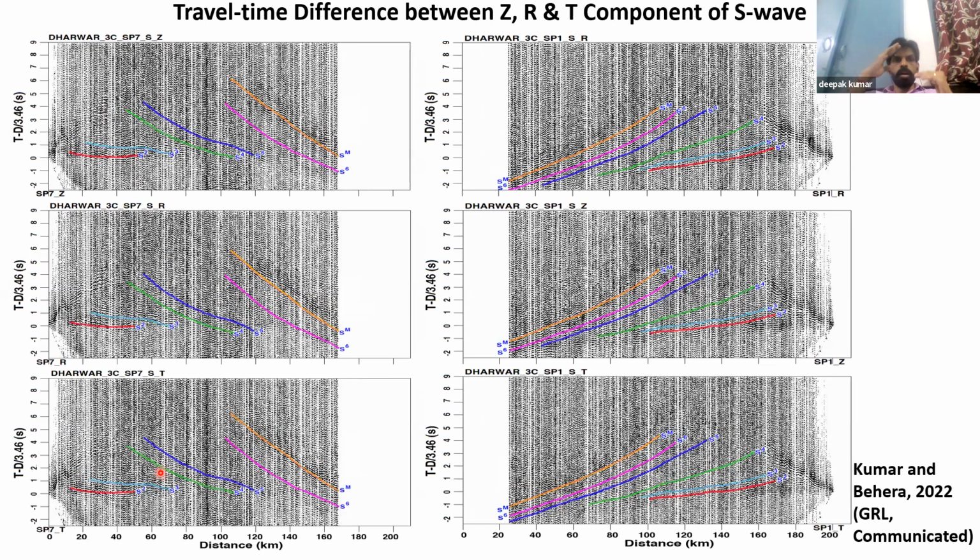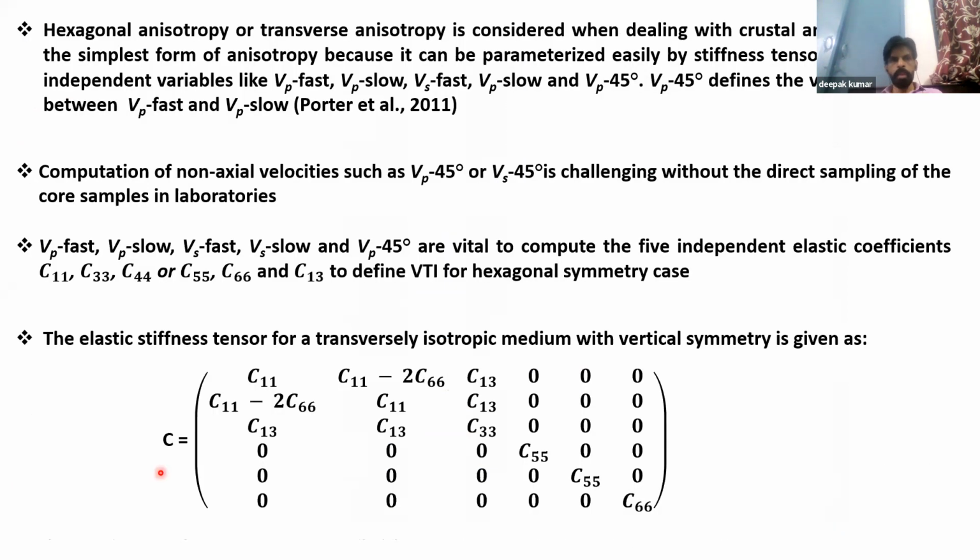I picked the phases for all the components for S wave, and then I modeled the data, and I saw that there is a variation in the velocity. With the help of that, I computed the anisotropic model for P wave and S wave. There are different types of anisotropy, like hexagonal anisotropy. So vertical transverse anisotropy with vertical axis.